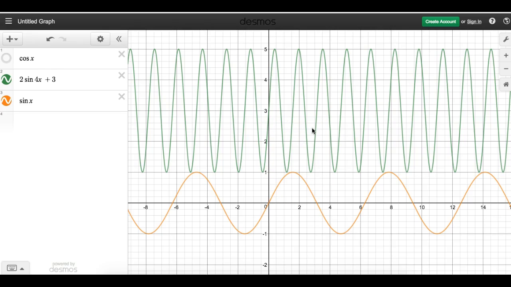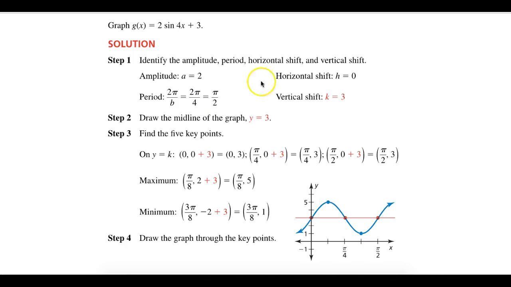What I want you guys to do is to identify the 5 key points of this graph: 3 sine of 2x plus 5. I want the 5 key points. So list out those key points in the text box that pops up now.